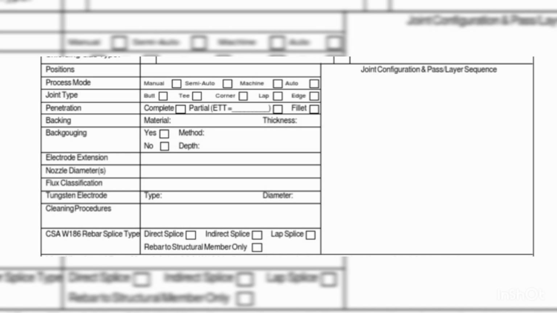A backing, if any, the material and the thickness. Back gouging, yes or no, and if yes, what is the method, whether it's carbon arc or plasma. Electrode extension, nozzle diameter, and flux classification. This is often in wire modes or SMAW. Tungsten electrode, that would be for TIG. Cleaning process, you could do mechanical or chemical, so whether wire brush on a grinder or some sort of chemical cleaning with acids.